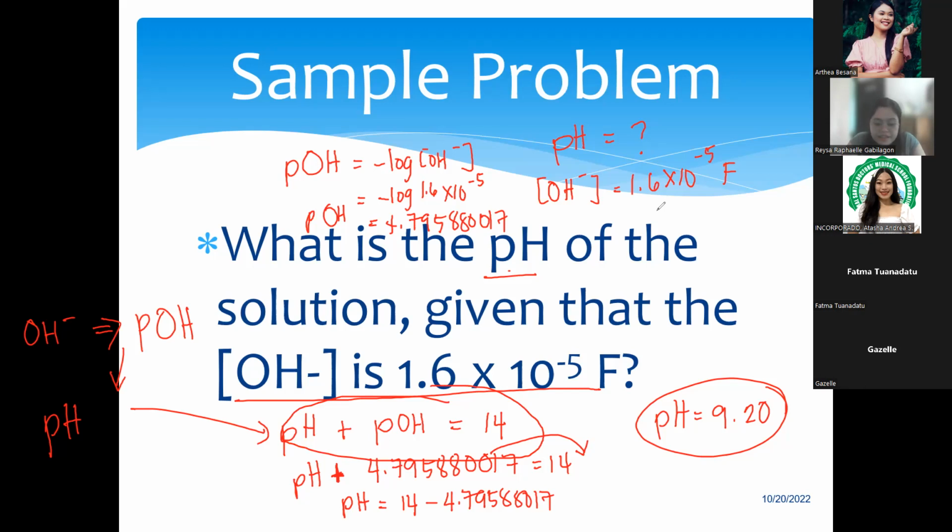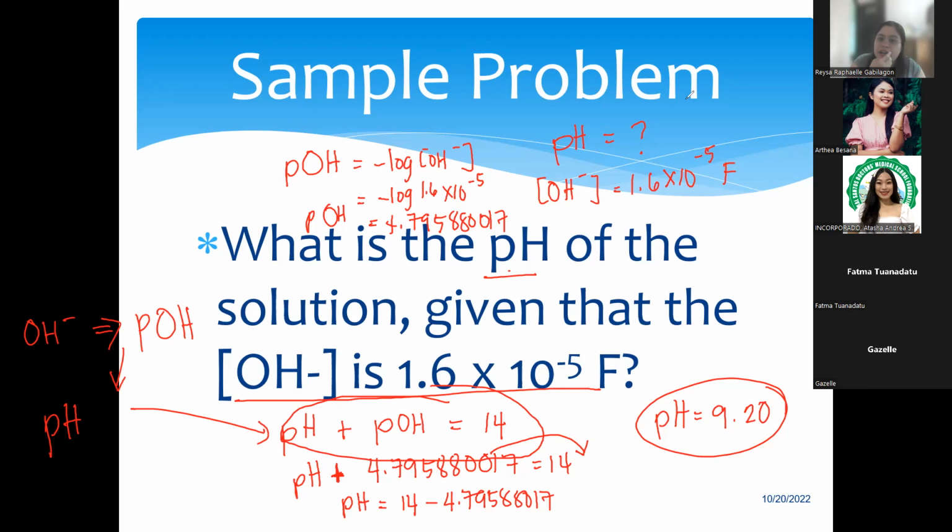Anything else? Yes, Artea. Ma'am, pag halimbawa ang given is hydronium ion concentration, pareho ba ang formula na gamit, negative log? Pag hydrogen ion or hydronium ion concentration ang given, tapos pH lang ang hinahanap, diretso ka na with the pH is equal to the negative log of hydrogen ion concentration. Ginagamit lang ito kapag OH yung given tapos pH yung hinahanap or the other way around.